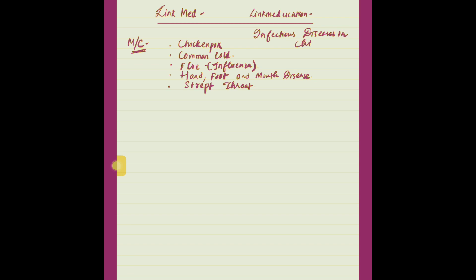In children, for chickenpox, the cause is varicella zoster virus. Etiology: it is very highly contagious and spreads through respiratory droplets.